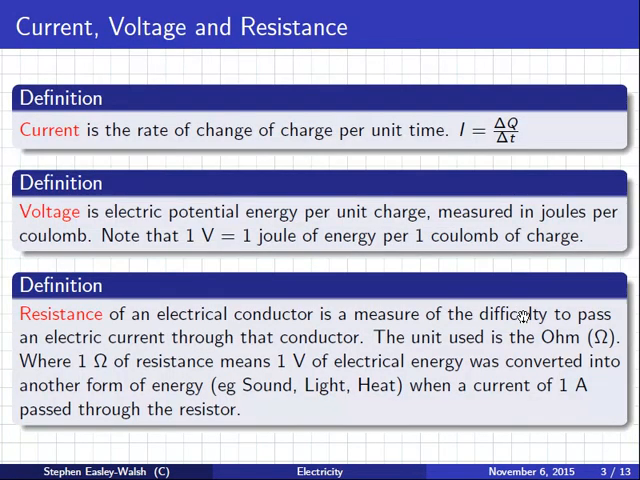This definition, I think if you try to understand it, it will be easier to remember it for the exam. Resistance is how difficult it is for the current to travel through it, and 1 ohm means 1 volt was lost when 1 amp of current passed through it. So, in other words, resistance reduces the voltage, and voltage is energy per coulomb. So resistance reduces the work that can be done per coulomb.